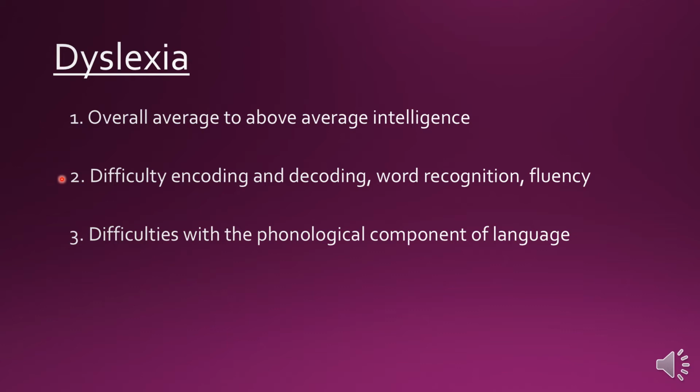Then, the second thing we look at is, do they have difficulty with encoding, which would be spelling, and decoding? Those are the big two that we look at. And then that's going to cause difficulty with word recognition and fluency. These are the big four that we look at for dyslexia. These are caused by difficulties with the phonological components of language.